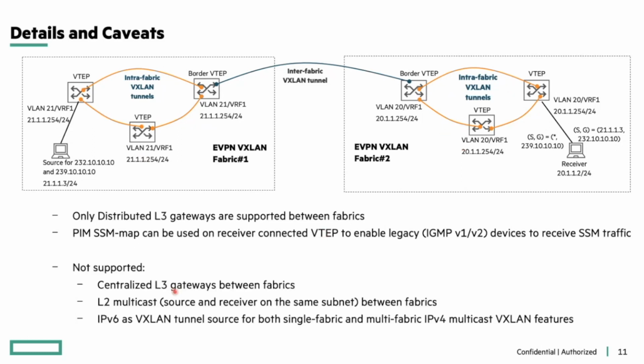Not supported: centralized layer 3 gateways between fabrics. Layer 2 multicast, where the source and receiver are on the same subnet between fabrics. You can only route between the fabrics. IPv6 as the VXLAN tunnel source is not supported for both the single fabric and multi-fabric VXLAN features that I mentioned today. Right? You can't use IPv6 as the VXLAN tunnel source. It has to be an IPv4 tunnel source IP.